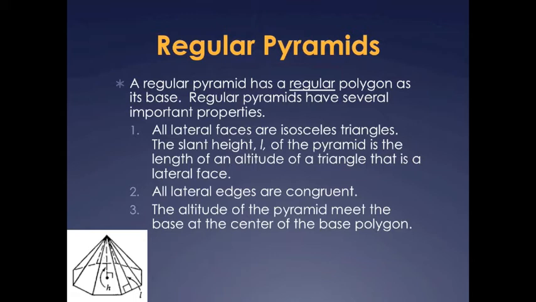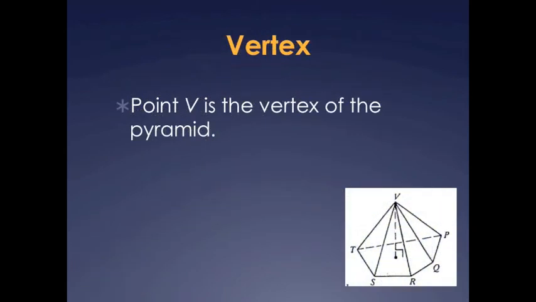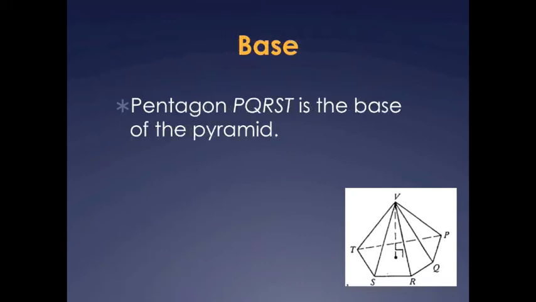All lateral edges are congruent, and the altitude of the pyramid meets the base at the center of the base polygon. So notice the altitude is my height. Okay, my vertex, point V, is the vertex of my pyramid. Base, pentagon PQRST, is the base of the pyramid.